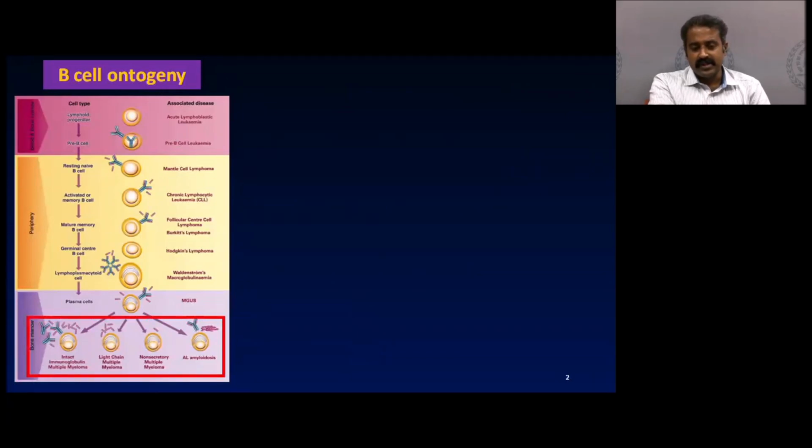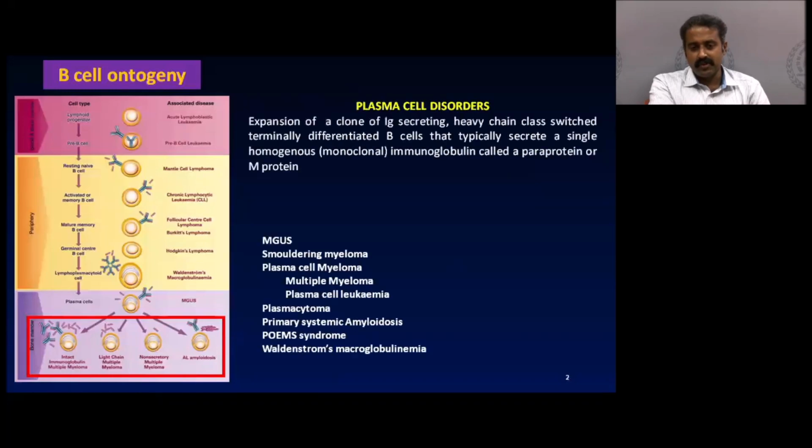The diseases that are associated with clonal proliferation of plasma cells are called plasma cell disorders. The most common plasma cell disorders that we usually encounter in the clinics are the multiple myeloma spectrum, which includes the asymptomatic phase of multiple myeloma, called MGUS and smoldering myeloma, the symptomatic multiple myeloma, and then the terminal phase of multiple myeloma called plasma cell leukemia. The other spectrum of diseases which come under plasma cell disorders are plasmacytoma, primary systemic amyloidosis, POEMS syndrome, and Waldenstrom's macroglobulinemia.